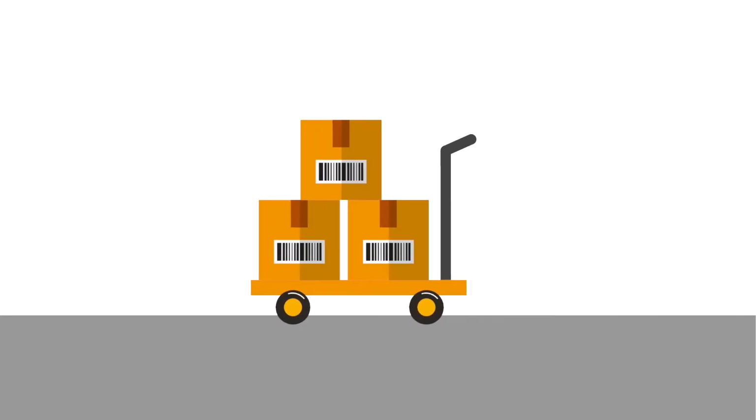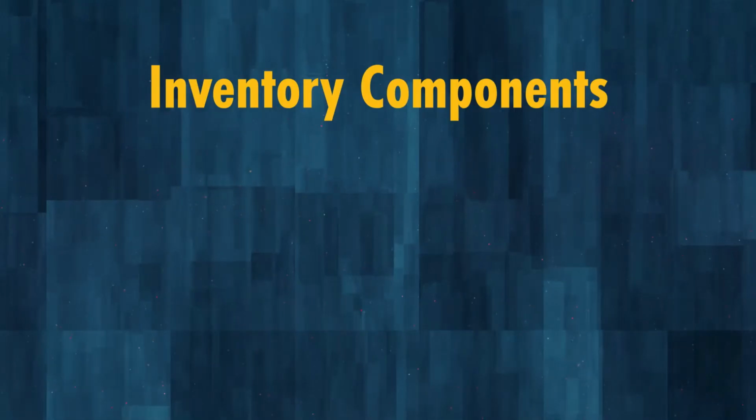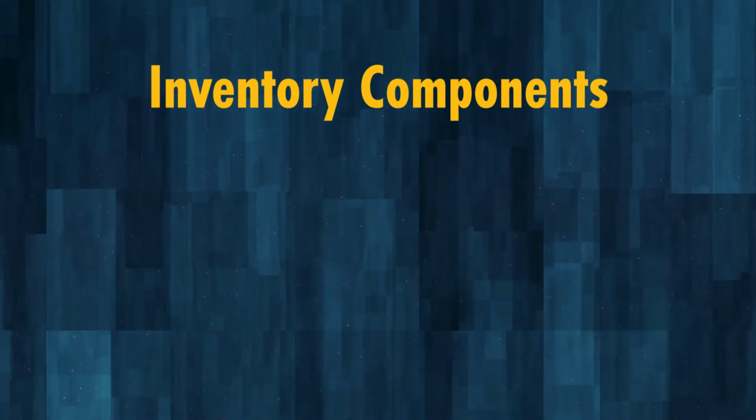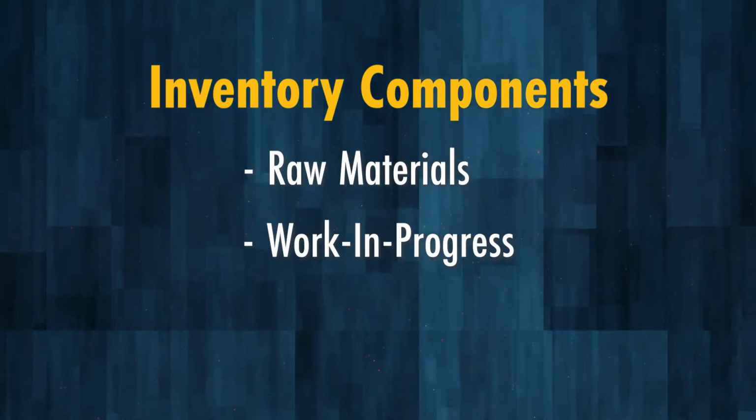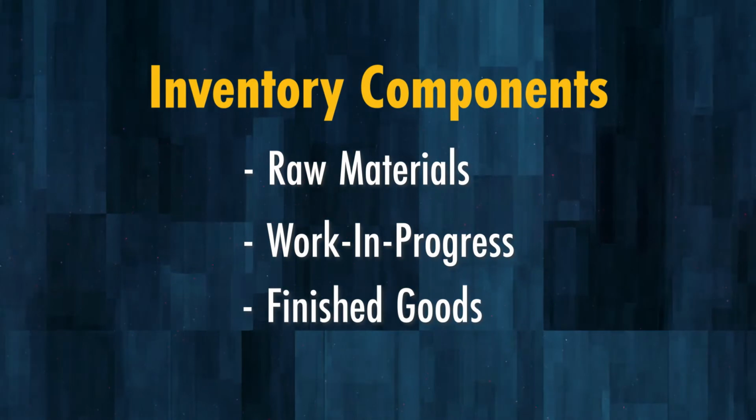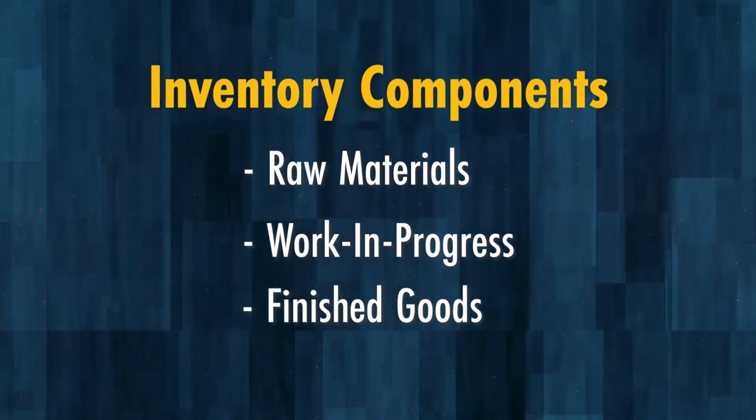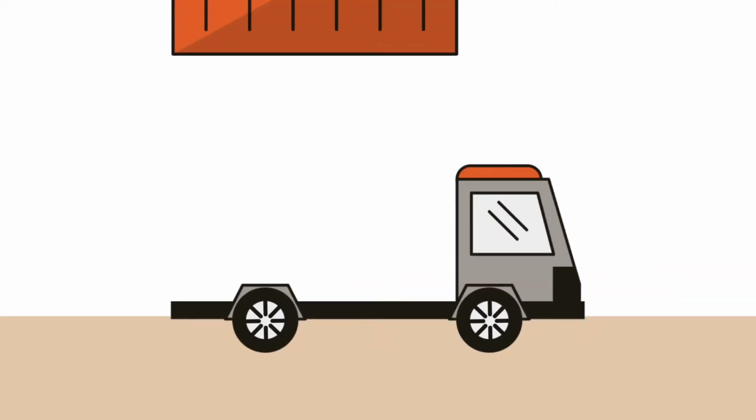Inventory, at its most basic, is your goods on hand. There are typically 3 components under your inventory account: raw materials, work in progress, and finished goods. These are all considered part of your business assets. Inventory becomes tricky when you track it.